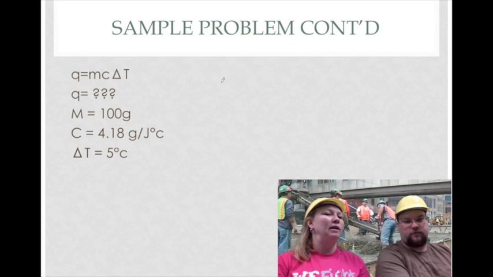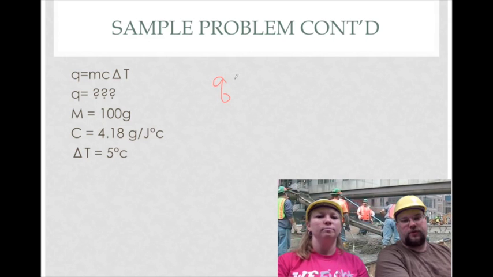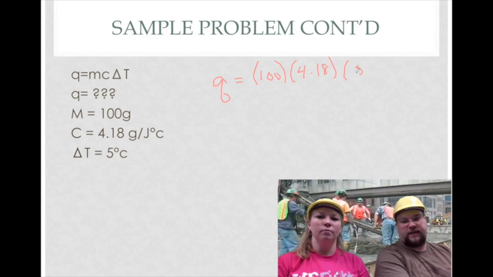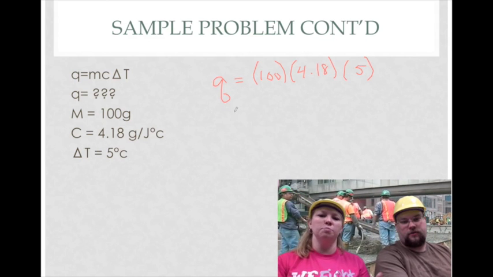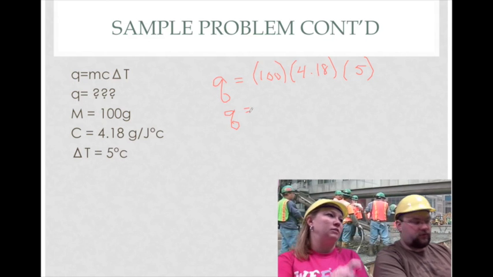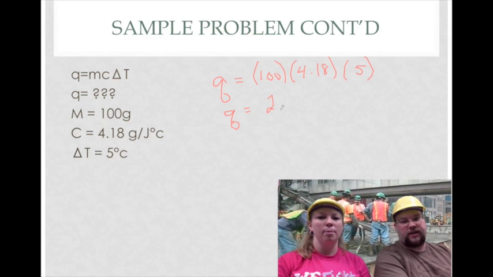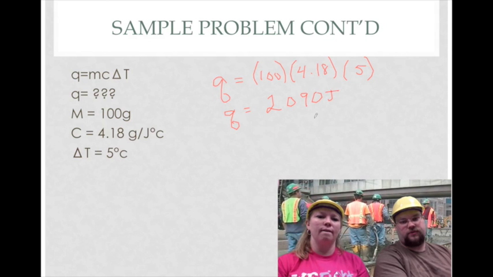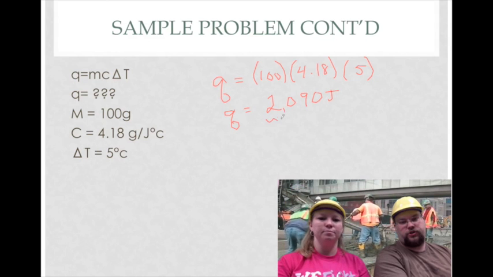Now this is the plug and chug part, right? The plug and chug. So we know heat is MCAT. We know mass is 100. 4.18 for the C. And then our change in temperature is 5. So you're going to multiply all those together. And we're going to get 2,090. And that's in joules. That is in joules. And you'll know that because you'll cancel your units out and all the business. We'll talk about that later.